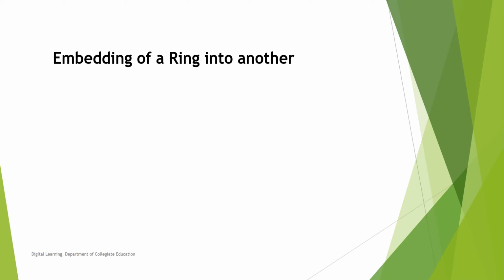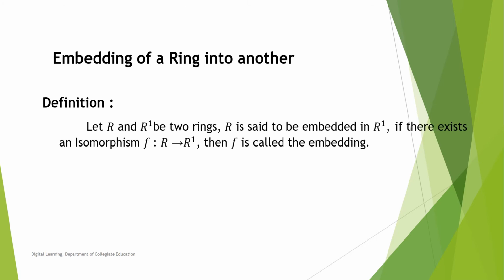Definition of embedding of a ring into another. Let R and R dash be any two rings. R is said to be embedded in R dash if there exists an isomorphism f from R to R dash, then f is called the embedding.